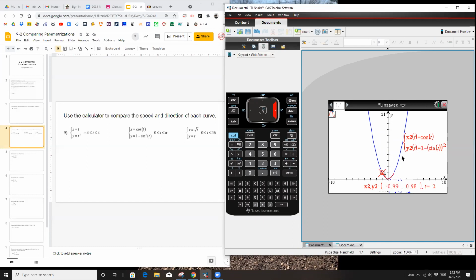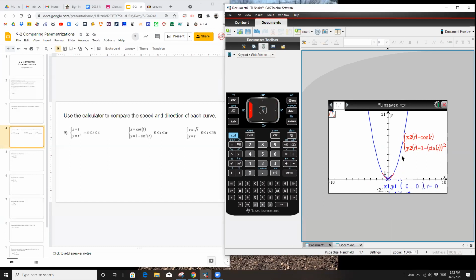So you would use a calculator to compare speed and direction. For the first one in blue, you would say the direction is going from left to right, as t increases, x increases. But for the red graph, as t increases, x decreases. So the arrows would be going from right to left.